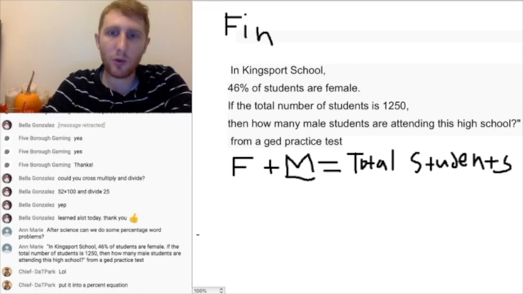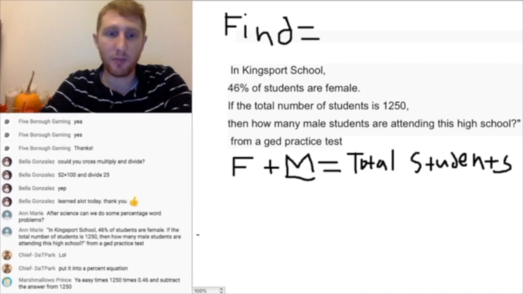Yep, we will use a percent equation here, yes. A little bit different, but we are going to do that too, because we will have to get the number of females. So yep, that's right. That'll be part of this here. Yep. Yes, you're getting it.